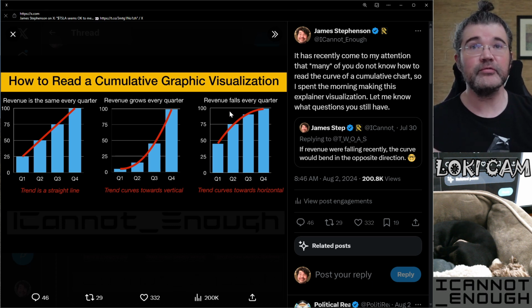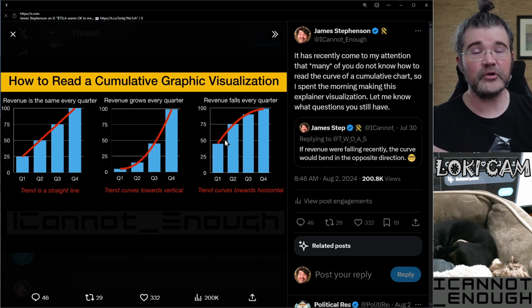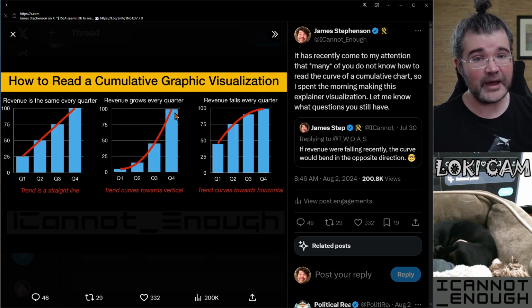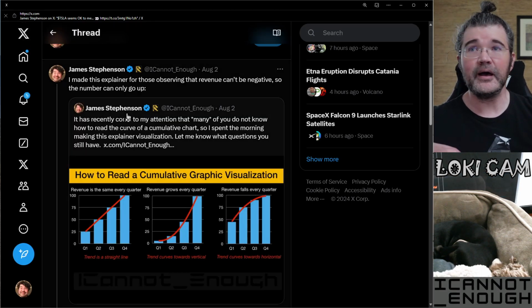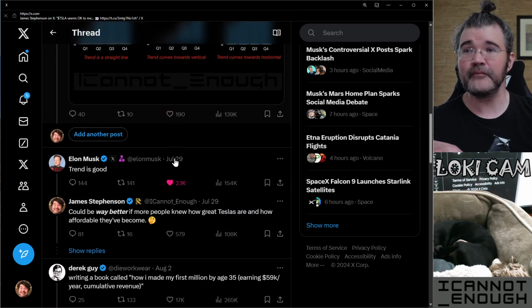But if revenue is falling, you see the curve go in the opposite direction. It slows down and it bends towards the horizontal. If it bends the other direction, that's bad news. If it bends this direction, that's good news. Got it? All right. Hope all of you are with me.